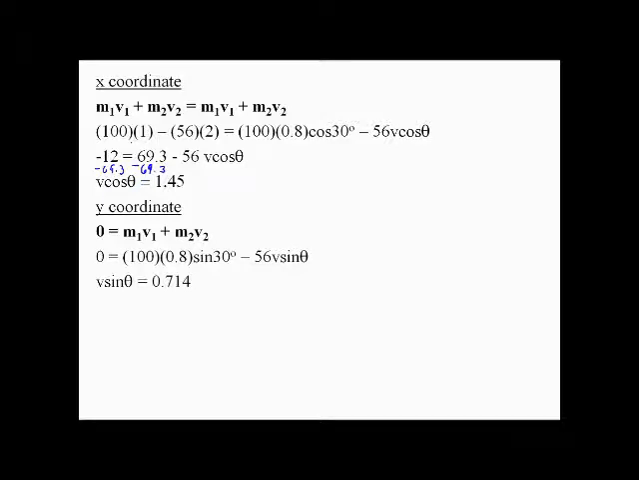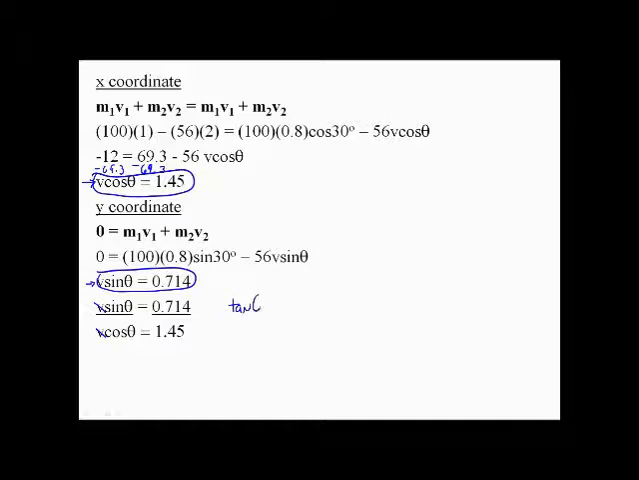I bet you can see where we're going to go next. I have two equations. I have this equation and this equation. Maybe we'll circle them. And we're going to divide them. We're going to do sine over cosine, because who wouldn't want to do sine over cosine? And sine over cosine, if you remember your trig identities, is tangent. And then 0.714 divided by 1.45 is going to be about 0.5, or pretty close, 0.492. So really close to a half.